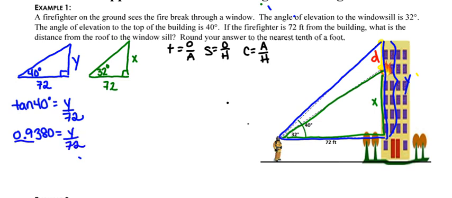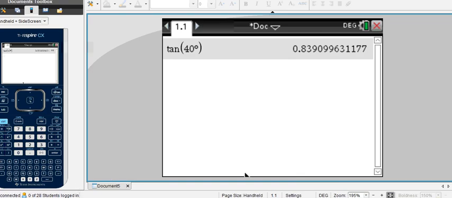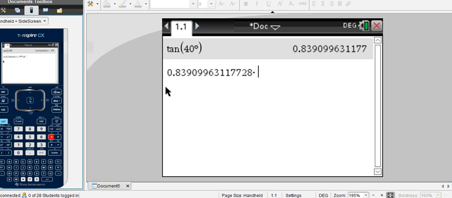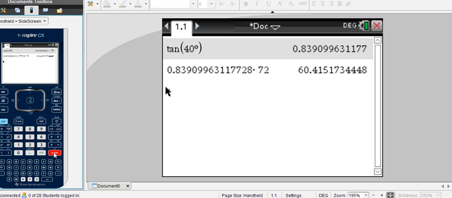In order to solve, I'm going to create a proportion by putting that over 1. And then I'm going to go ahead and cross multiply. But again, remember to go up in your calculator, grab that 0.8390 number. That's the whole number that we want to multiply by the 72, not just the 4 digits that we put on our paper. So 60.4151.